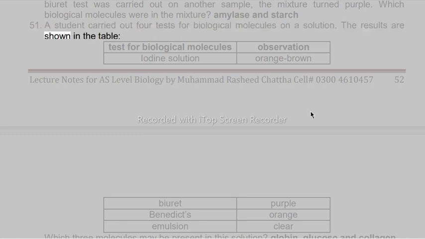51. A student carried out 4 tests for biological molecules on a solution. The results are shown in the table. Test for biological molecules. Observation: iodine solution orange-brown.